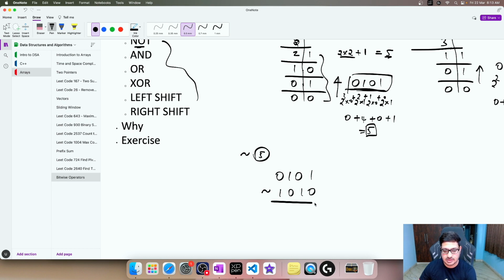So what is this in our decimal system? This will become 2 to the power 3, 2 to the power 1, 8 plus 2 is 10. So NOT of 5 is 10.